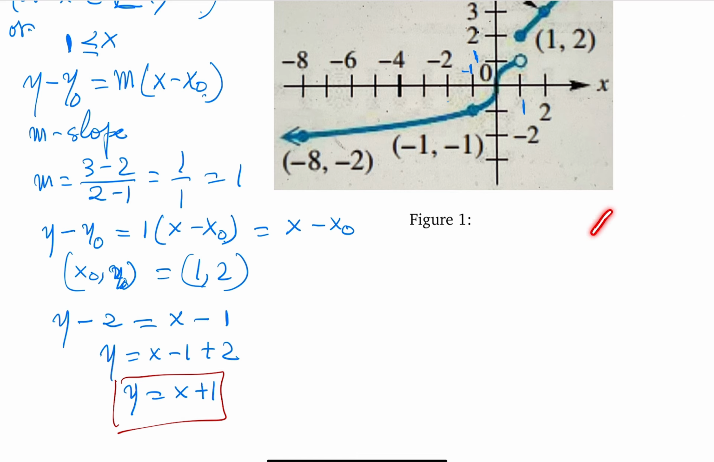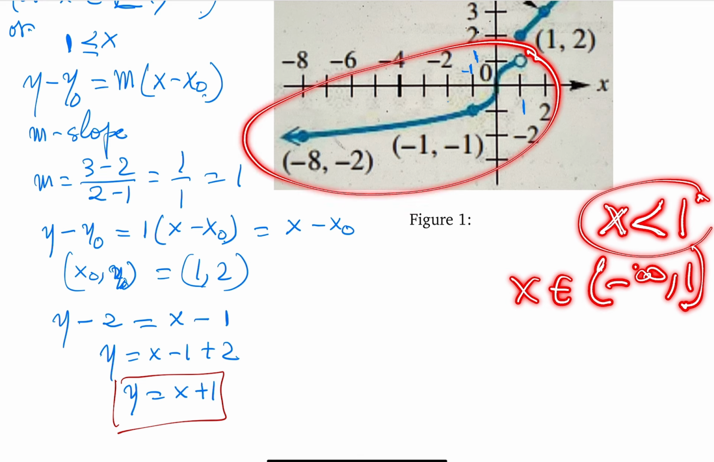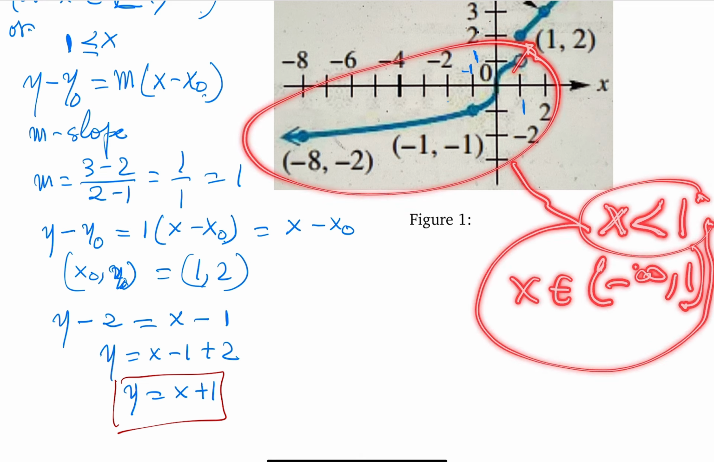Or you can just say x is strictly less than 1, not with an equal sign, because 1 is excluded. What does it mean? It means x belongs to the interval negative infinity to 1. That's the meaning for that one. That one is just the domain for this one. Either way it will work.